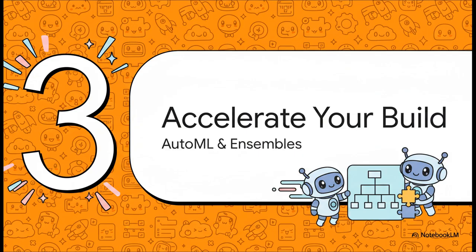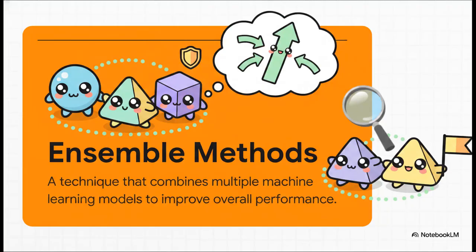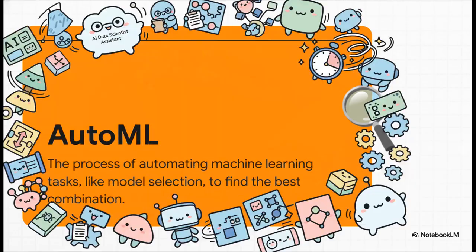How do you make the whole build process more powerful and, let's be honest, faster? Well, let's talk about a couple of incredible accelerators that can supercharge your build. First up are ensemble methods. The idea here is actually really simple. It's all about teamwork. Instead of putting all your faith in just one model, you combine the predictions from several different models. By pooling their collective intelligence, you almost always end up with a much stronger, more robust, and more accurate result.